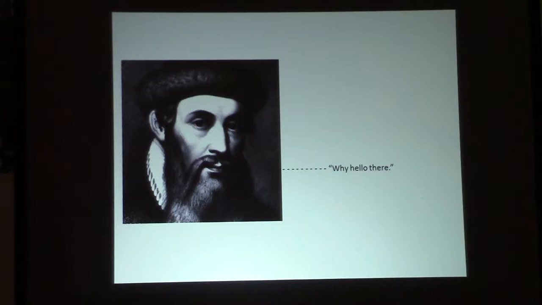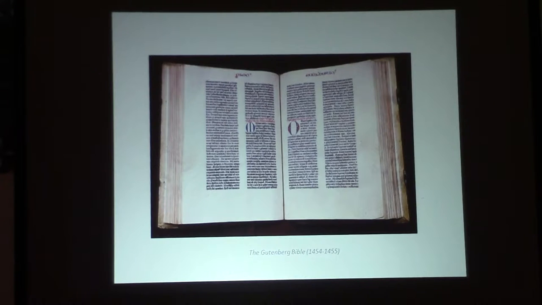What he did do is he created the hand mold and metal type foundry, which is how we got to where we are now. This is his Gutenberg Bible, which was fully printed sometime between 1454 and 1455.